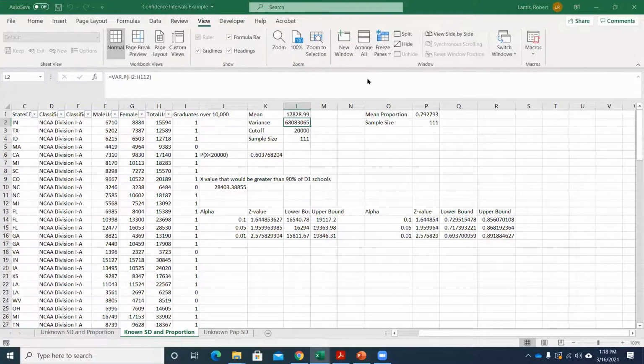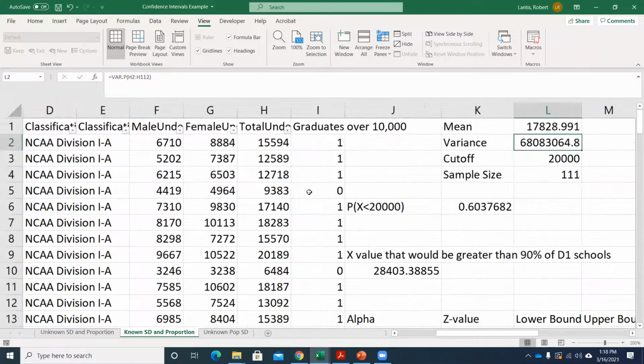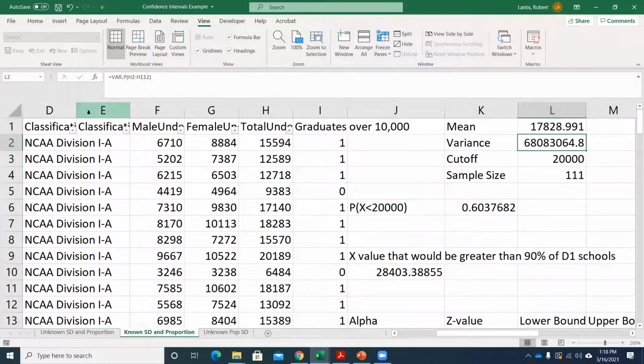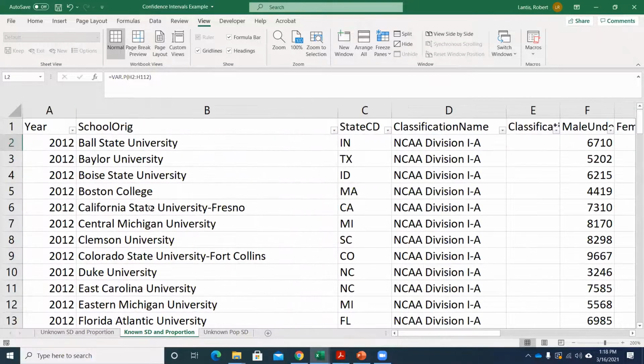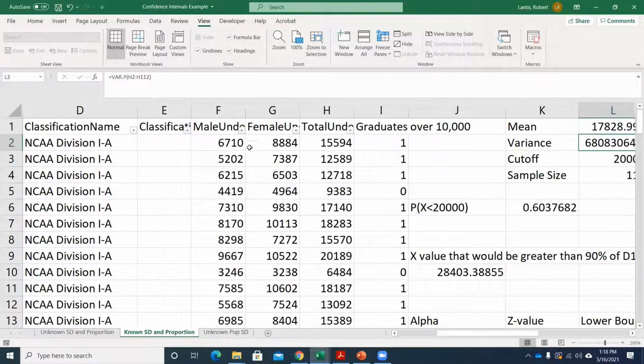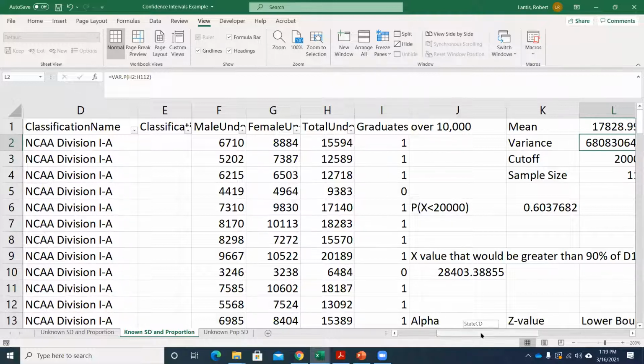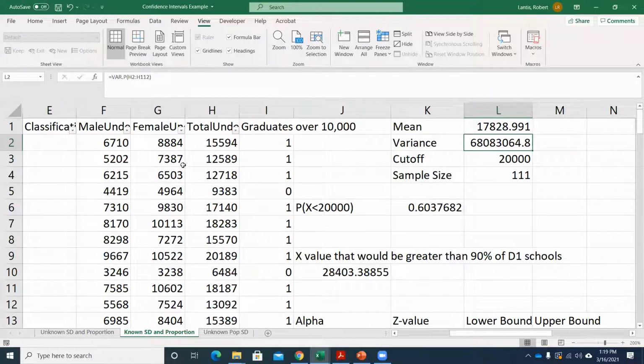So let's blow this up. And I've got a bunch of, so these, I think I stripped the names, yeah. All right, probably have to scroll over. Here they are. So there's a bunch of different schools, right? All in Division 1. And I have their male, female, and total undergraduates. I have an indicator variable that's a 1 if they have more than 10,000 undergraduates enrolled, and a 0 if they don't. Okay? So I can kind of think about things like the size of universities.